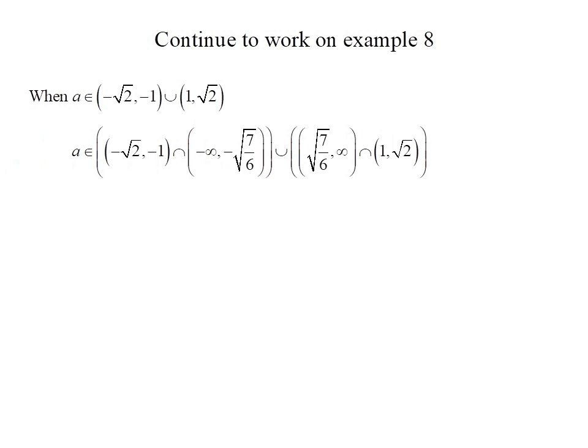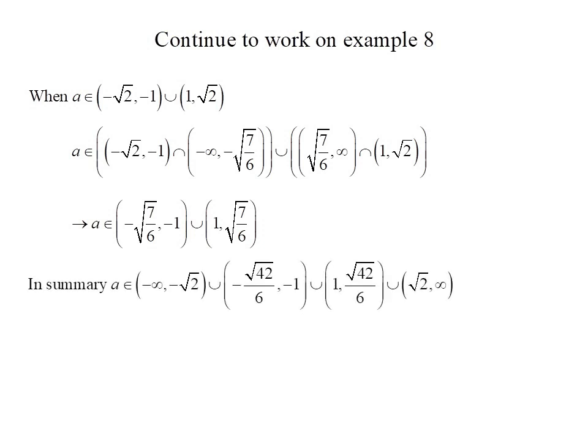Here we continue to work on example 8. So when the logarithmic base is between 0 and 1, a is between negative square root 2 and -1, or between 1 and square root 2. And the value range of a we obtained is less than negative square root 7 over 6 or greater than square root 7 over 6. After being intersected, the value range of a under such circumstances is between negative square root 7 over 6 or greater than square root 7 over 6, excluding all the endpoints.